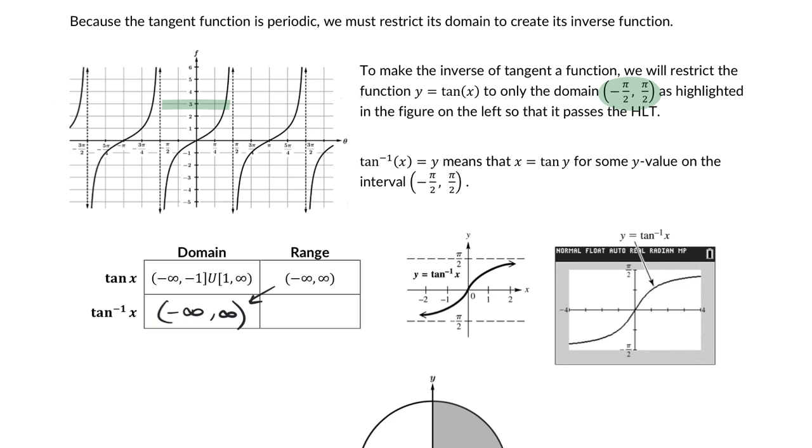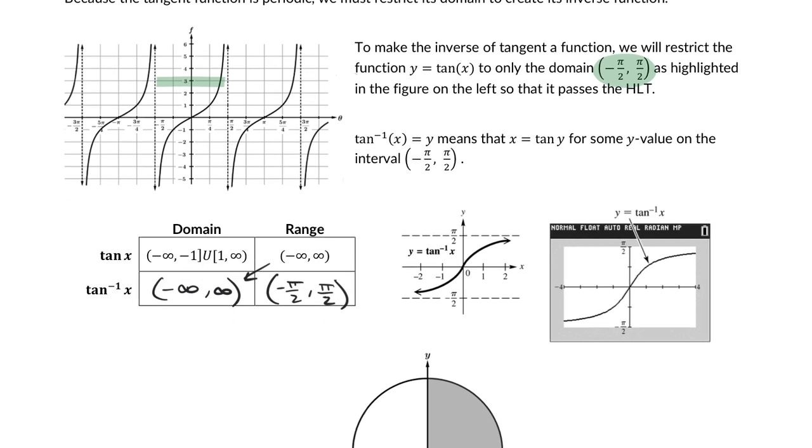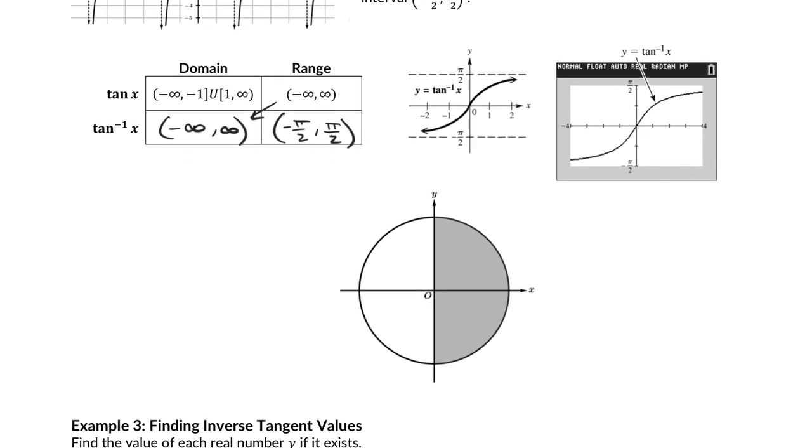Sorry, the range becomes the domain. And the outputs, or the range, are what we have restricted to -pi over 2 and pi over 2, exclusive. Which means, just like sine, we're going to be looking at quadrant 1 and quadrant 4. However, you can't go all the way around to quadrant 4. It's going to be the one where we do the negative thing.